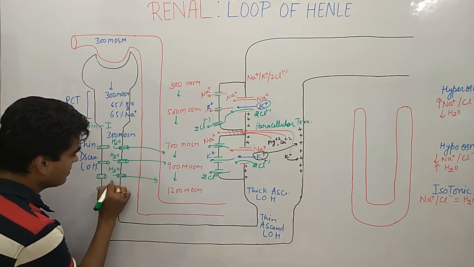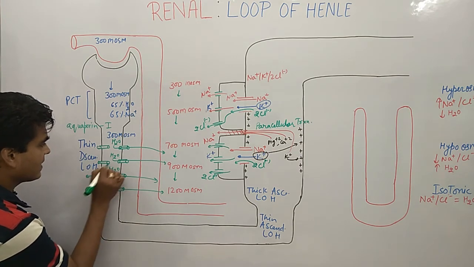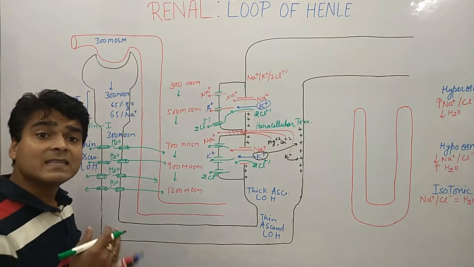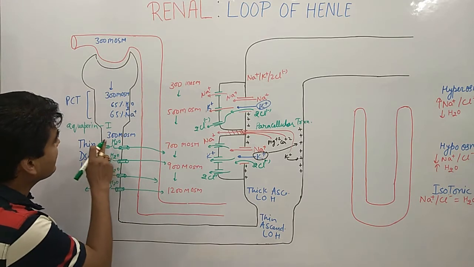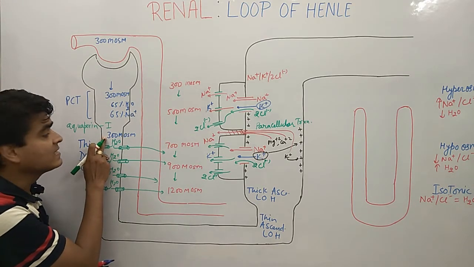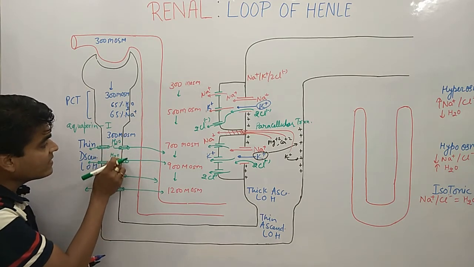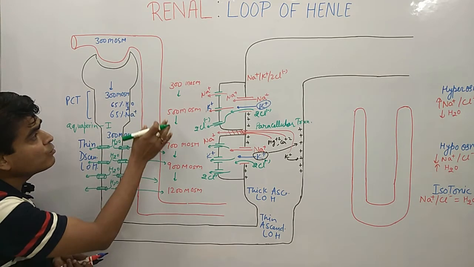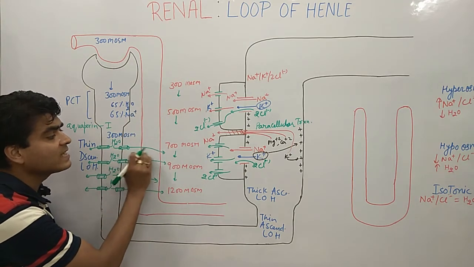Now look at here. Again, water is moving through this side and this side, through these aquaporin channels, but the ions are not moving. Clear, everyone? So what happened in this area? Here we have an osmolarity of 300 milliosmolar. Then further, only water is moving and salt is not moving.